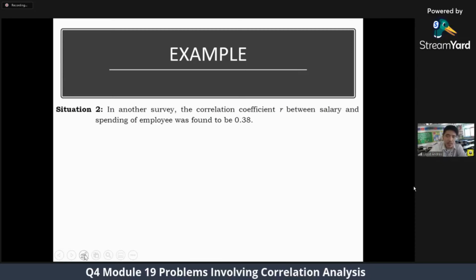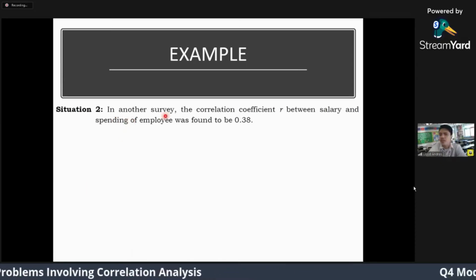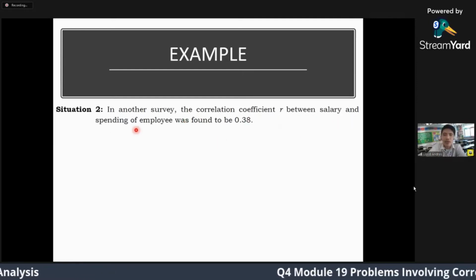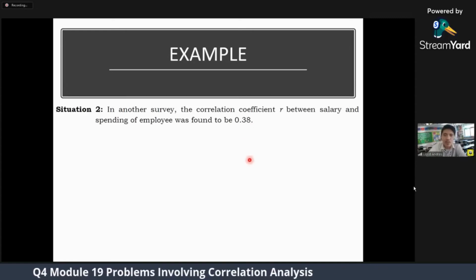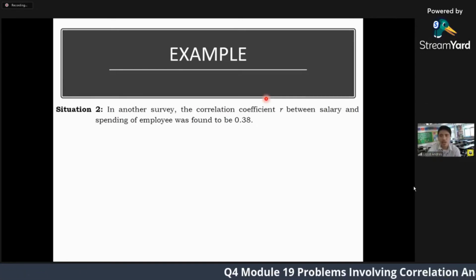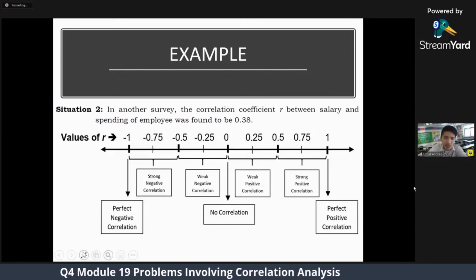Here is another scenario. Situation 2. In another survey, the correlation coefficient R between salary and spending of employee was found to be 0.38. This time, 0.38 na siya. Kanina, 0.97. Kani, isa ka survey siguro, isa ka laing company siguro ni. Kanina, sa katong company, strong positive correlation ang ilang salary ug spending. What about kani? 0.38. Asa na si 0.38?